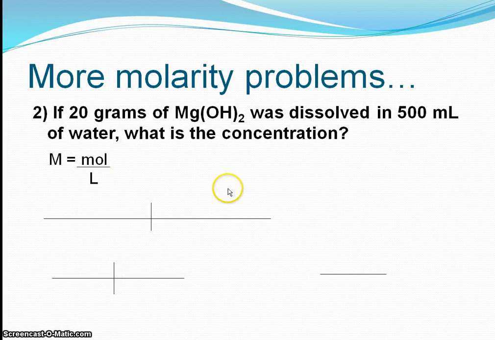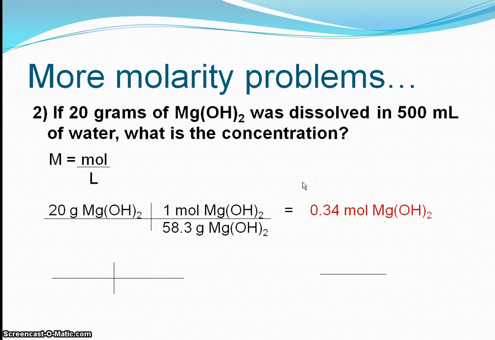So first we're going to start with that 20 grams. We can convert that into moles. We just need to use the periodic table. So if you add up 1 magnesium, 2 oxygens, and 2 hydrogens, you should get about 58.3. And set up your little fence post, make sure your units cancel. So since you're starting with grams, you want to bring grams down. And that will turn it into moles. So now we have the top of the fraction.